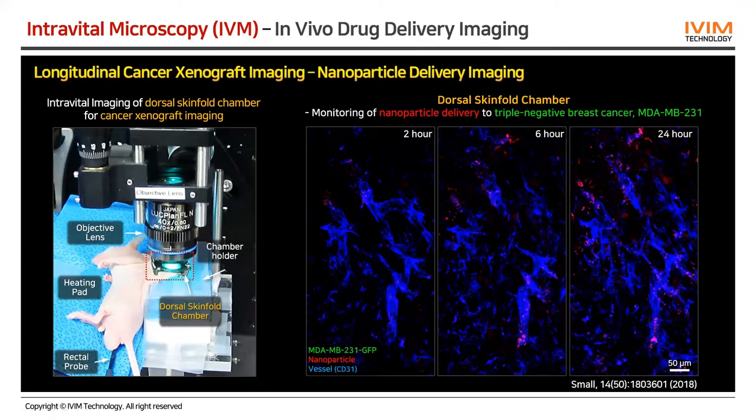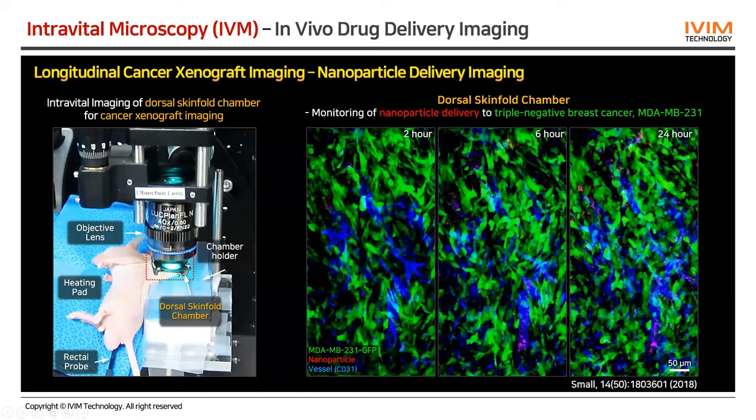more diffusion of this nanoparticle from inside of the vessel to the outside of the vessel and then to the tumor cells. And then you can see that some of the tumor cells accumulate the nanoparticle more, like shown here. So intravital microscopy can be a good technique if you want to image the delivery of drugs or other materials over an extended period of time. In this case, it's 24 hours.